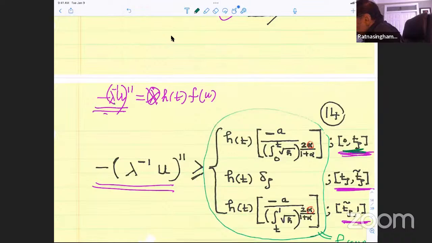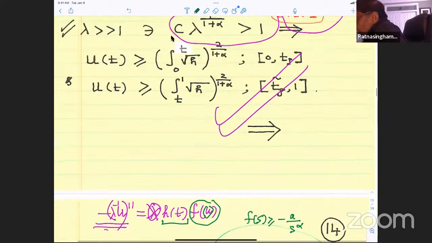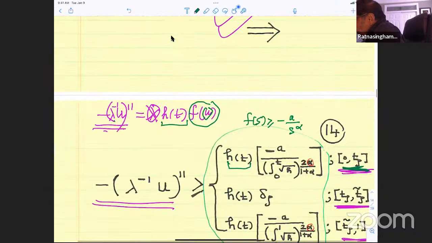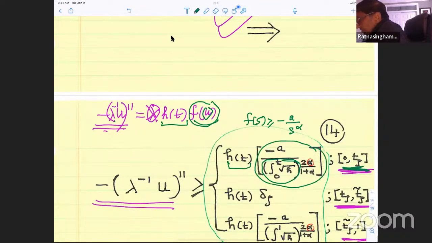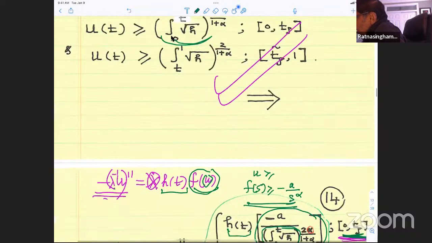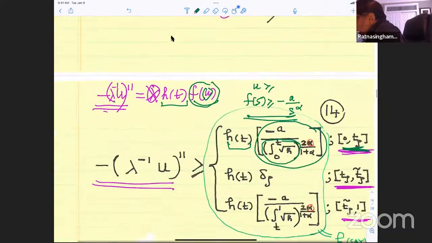So let's go to this particular sector. Then I have the h of t, which I already have here, times the f of u. Remember, I'm assuming that my f of s is always greater or equal to minus a over s to the alpha. And you know that in this particular sector, we already know that u was bigger than that. So I can bound this f of u by minus a over even something smaller. Then this becomes even more negative. So basically, I'm using this information and the information that u was greater or equal to this one in this particular sector. If I combine them, I have that. Are you all with me? Right, that's what I'm doing.